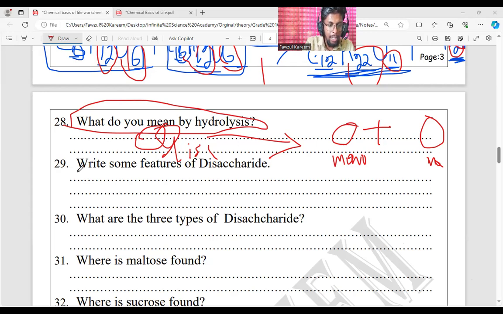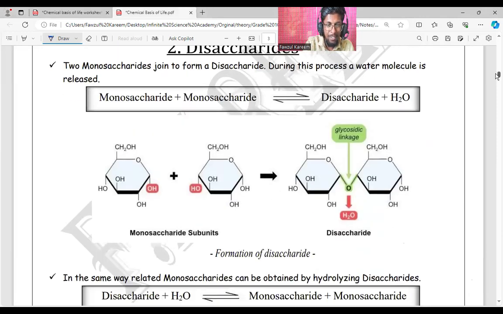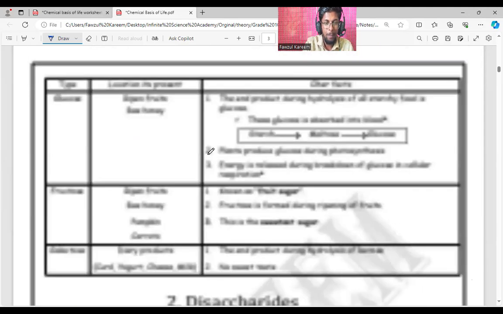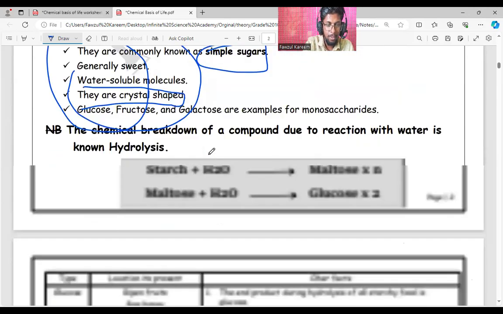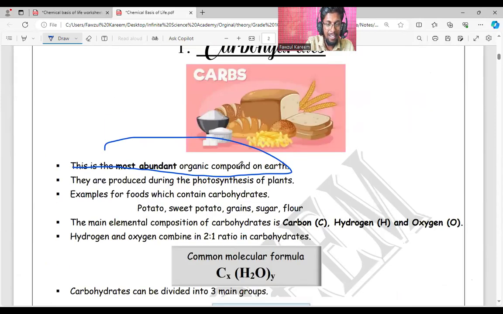Then, write the features of disaccharide. Crystal shape, water soluble, and sweet. Yes, very good. What are the features of disaccharide? Disaccharides are sweet, they are water soluble, they are crystal shaped. These are the features. So write down these features of disaccharide.